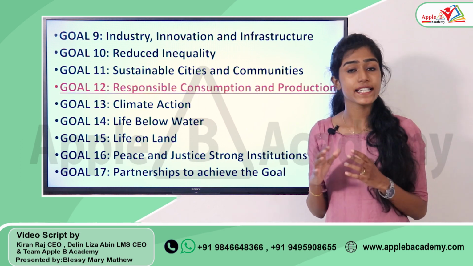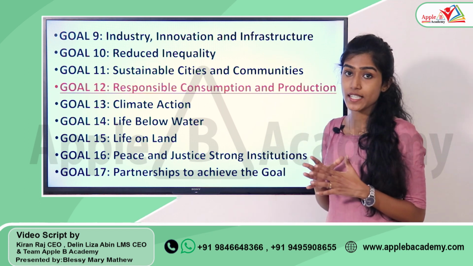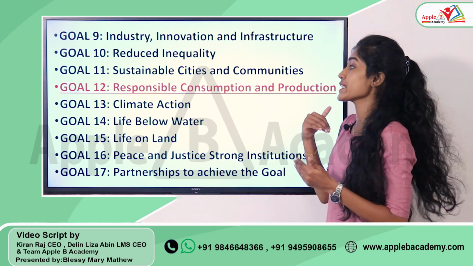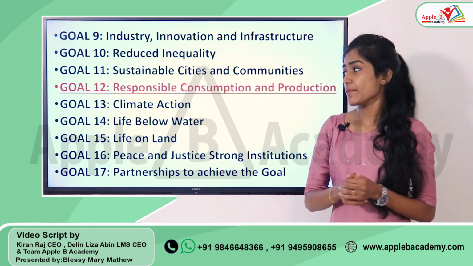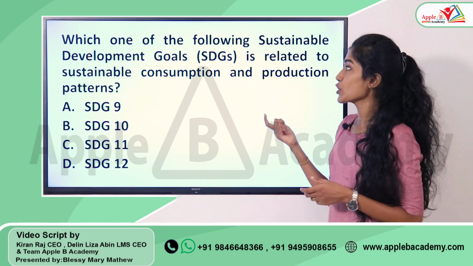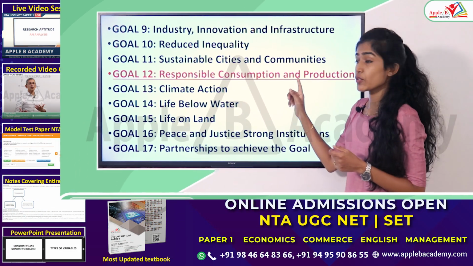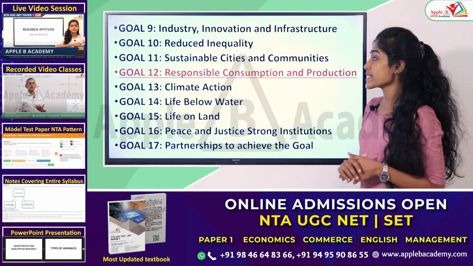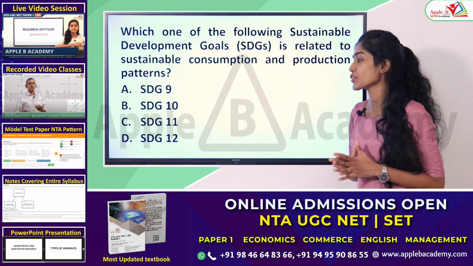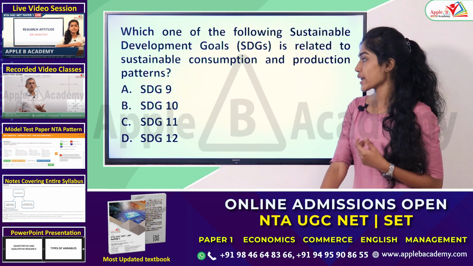This kind of idea is very important when you're preparing for NTA UGC NET Paper 1 and considering the SDGs. You need to know which goal comes first, which is the second goal, which is the 13th goal. In this question, they have asked us to find the Sustainable Development Goal related to sustainable consumption and production patterns. That is SDG 12. Goal 12 is about responsible consumption and production. So the right answer for this question is option D, that is SDG 12.